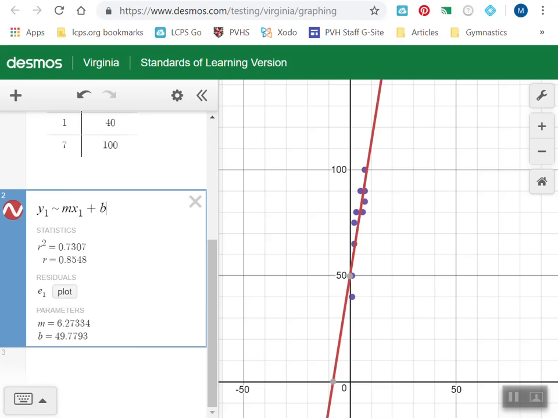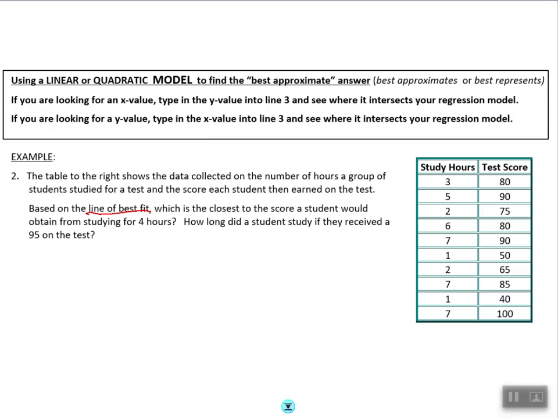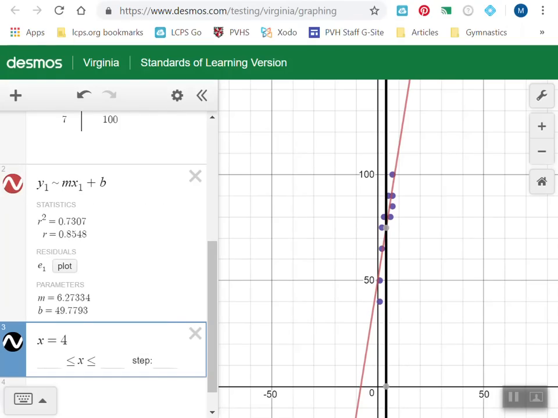Let's go back and read our question again. It says, what is the closest to a score a student would obtain from studying for 4 hours? The amount of time that somebody studies is the x value. So here we want to know if x equals 4, what is y? So I'm going to go back to Desmos and type x equals 4. The red line is my line of best fit, the black line is x equals 4. I want to see where they intersect.